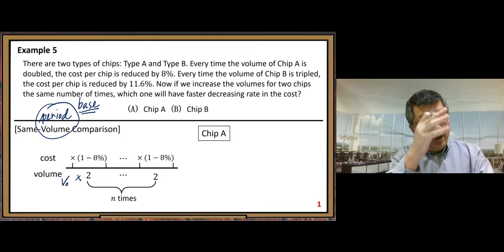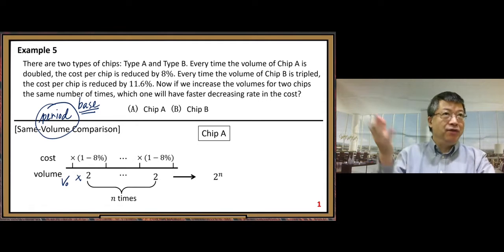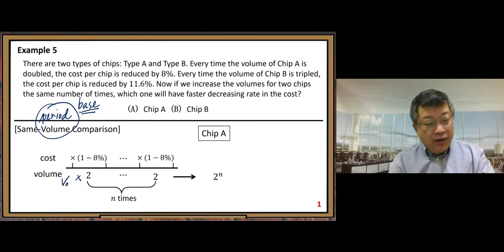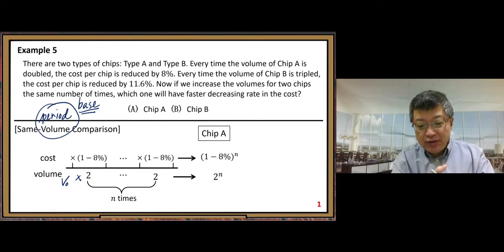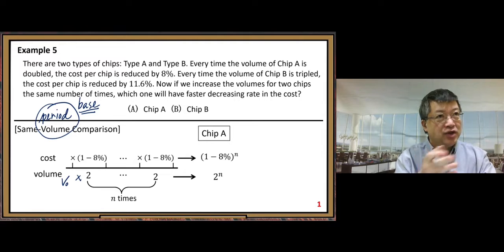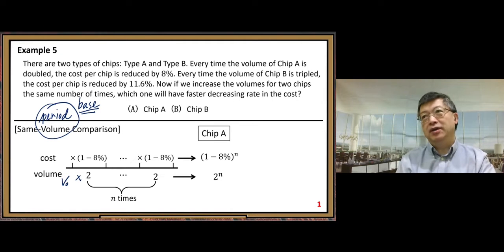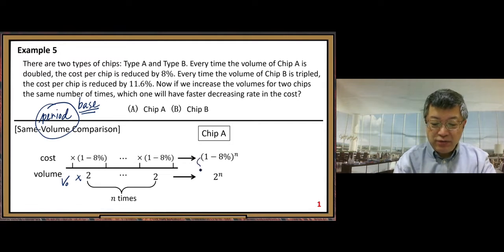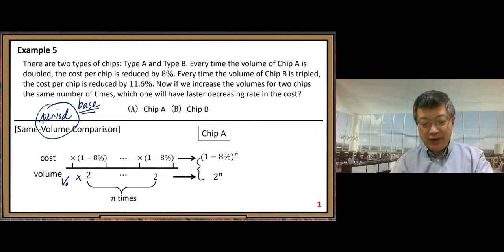Volume doubled n times gives 2 to the nth power volume. Cost reduction also n times, so parenthesis 1 minus 8% to the nth power. So this is the general relationship.